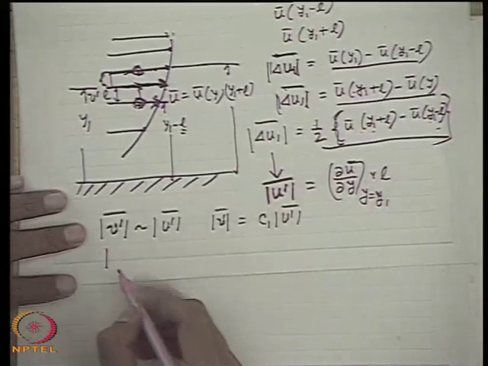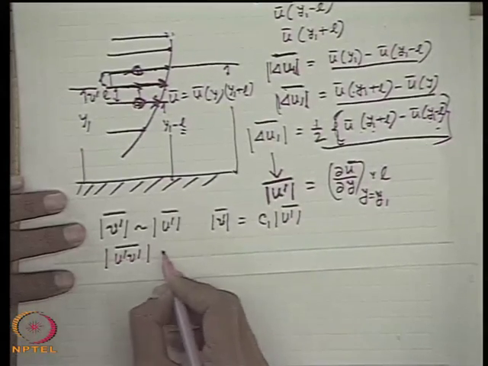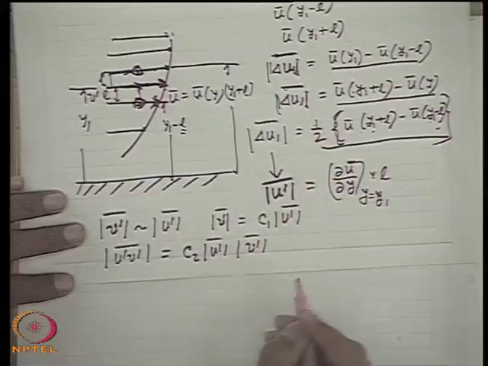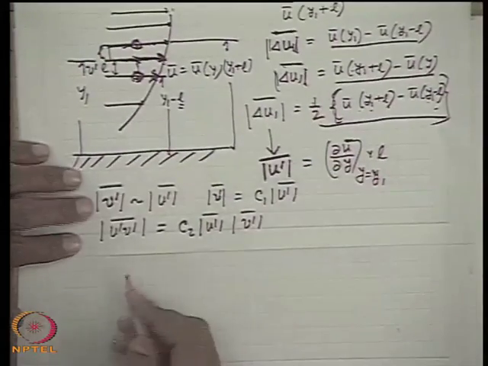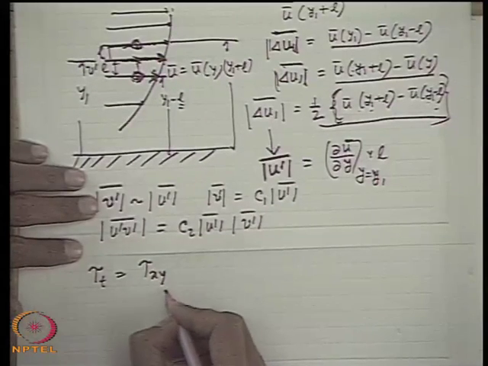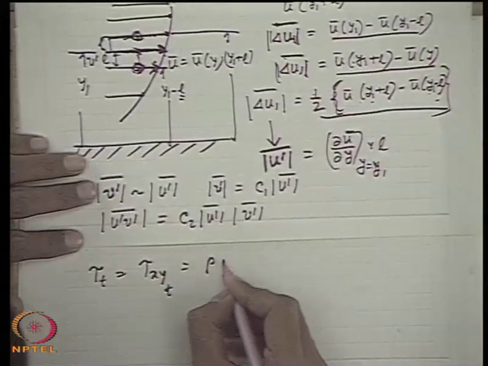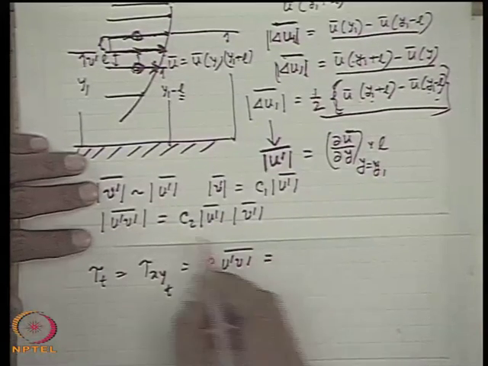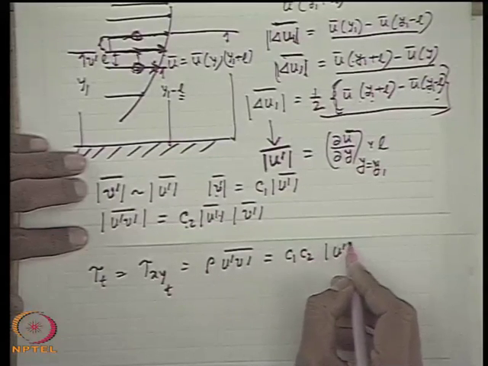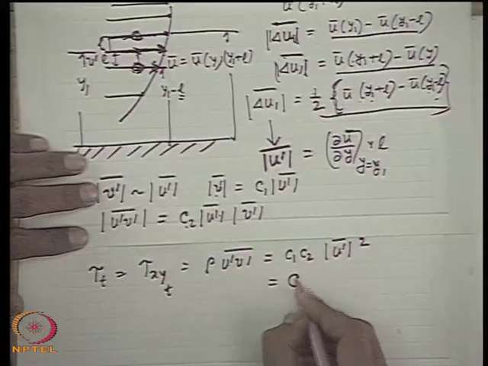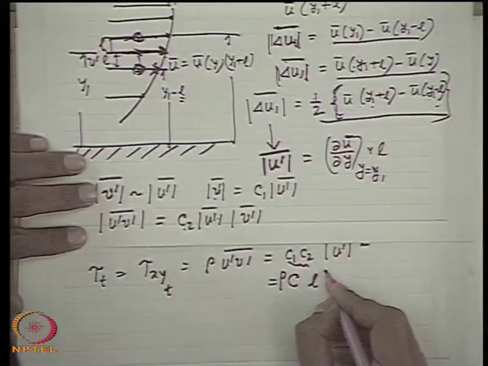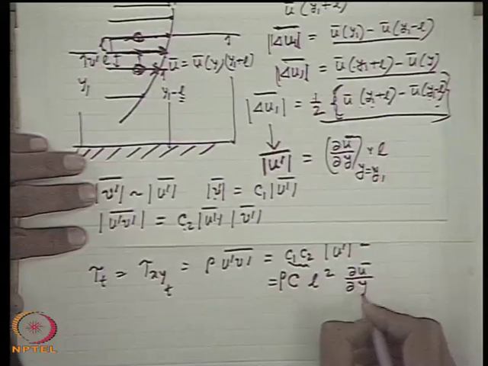And moreover he argued that the statistical average of this product can be written as some constant C2 times the product of this. Now if we have these two in mind, we can write the turbulent shear stress tau xy, what is that? Rho u dash v dash average. That means we can write C2 this one, and again this is proportional to that, so C1 C2 u dash square, which can be written as C, and this is equal to rho, of course, rho C L square del u bar del y whole square.